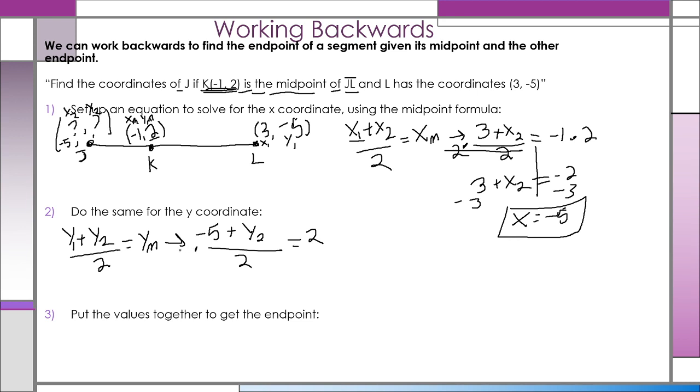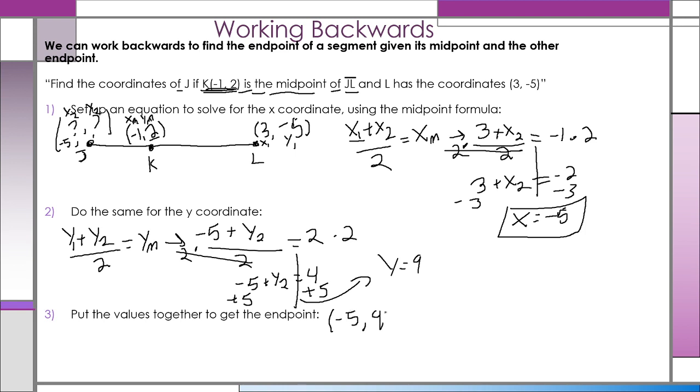So once again, we times by 2 to start solving this equation here. So this crosses out. We get -5 plus y2 is equal to 4. Then we add 5, and we get y is equal to 9. So my endpoint then would be -5, comma, 9. And that is not my endpoint, but my middle.